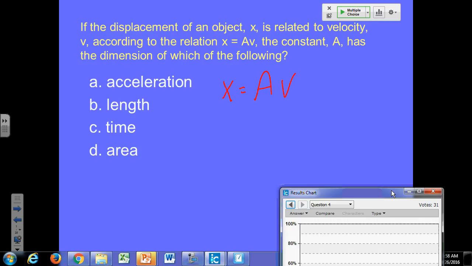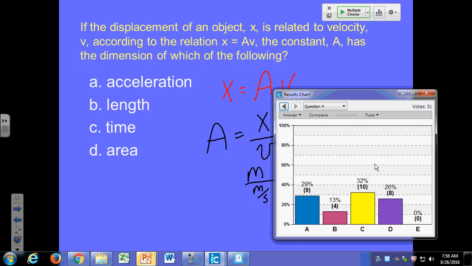Let's solve this for a. A is equal to x over v, right? I divide both sides by v, and then x has units of meters, and v has units of meters per second. So that is going to be meters times seconds over meters. And so the right answer then is seconds, which is time, C.